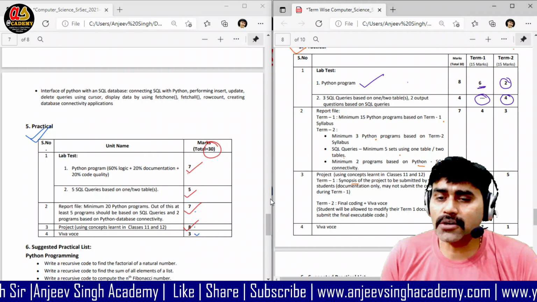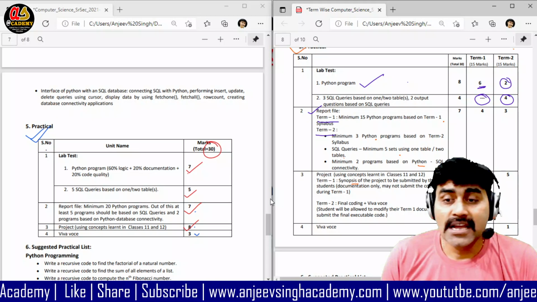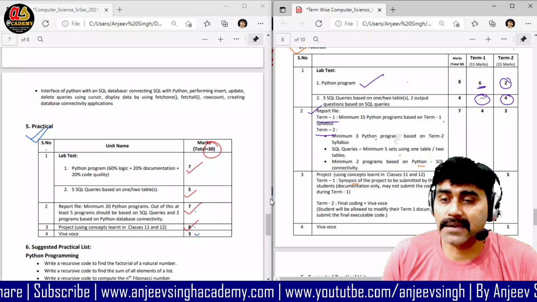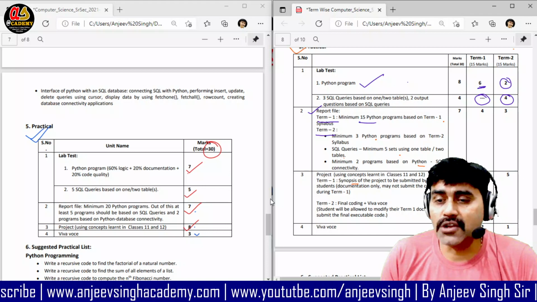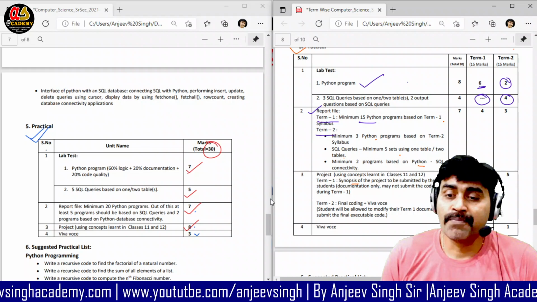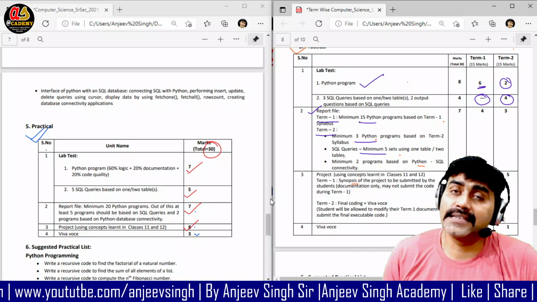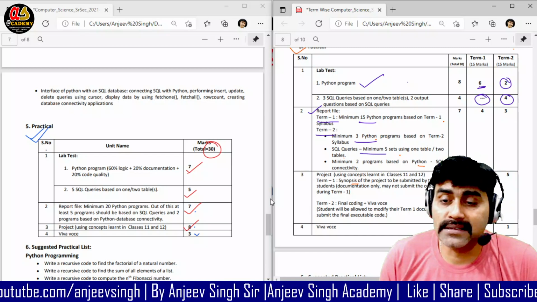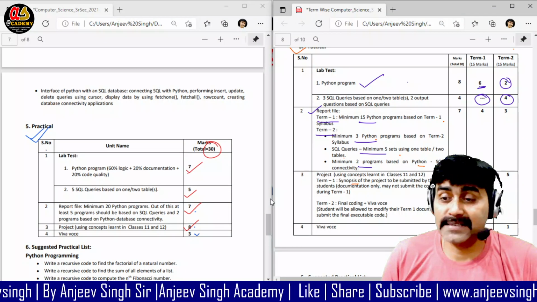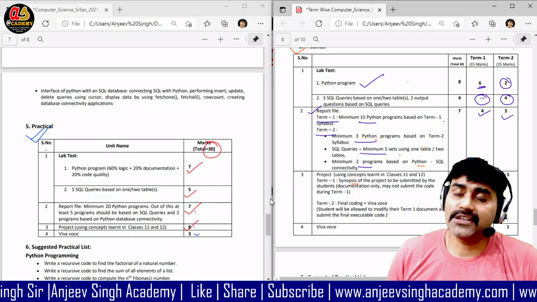In the case of the report file, now you all have to prepare 2 report files. The first report file you submit at the end of term 1, in the month of November, or better, October. In term 1 you have to write at least 15 programs in the report file. You can write more than 15 also. In term 2, there are 3 Python programs, 5 sets of SQL queries based on 1 table as well as 2 tables, and at least 2 programs related to Python MySQL connectivity. The weightage of the report file is 4 in term 1 and 3 in term 2.